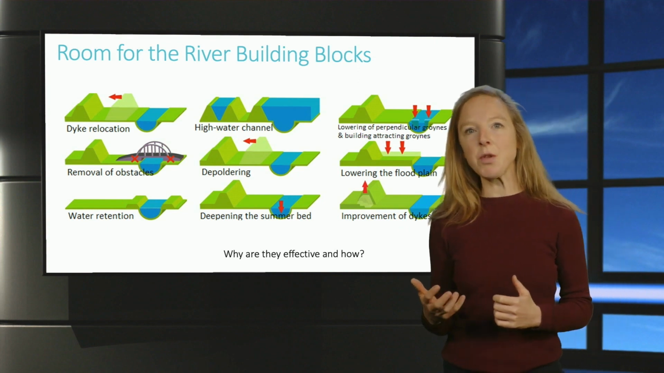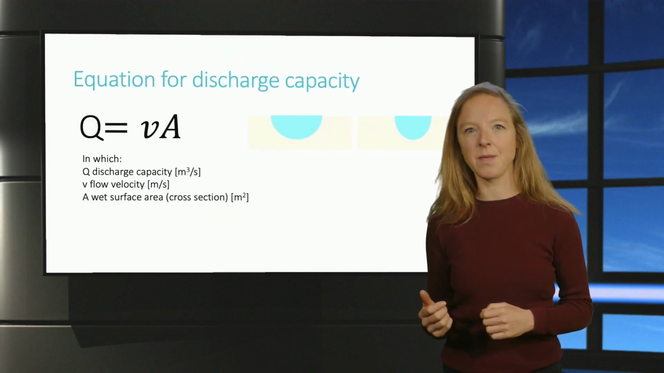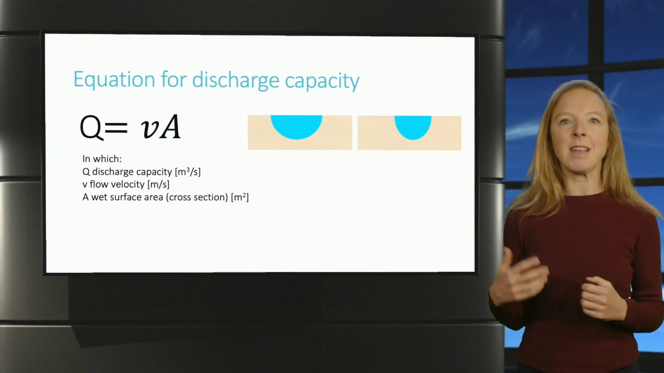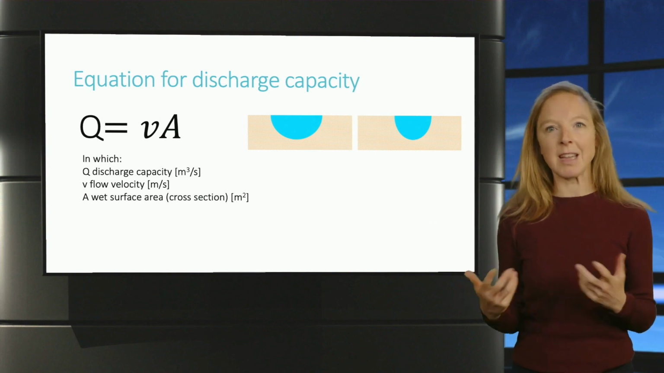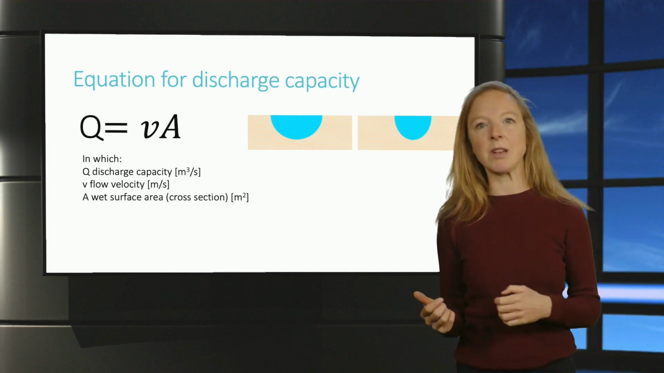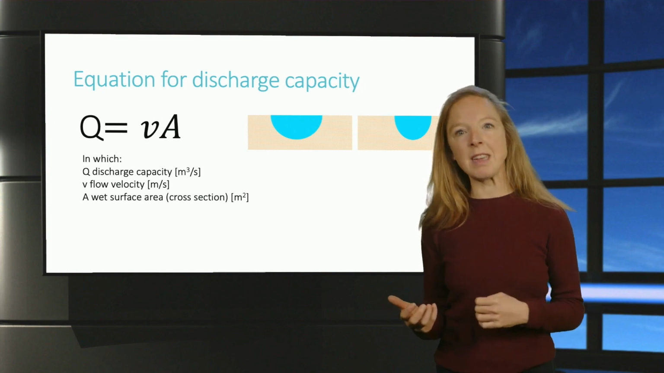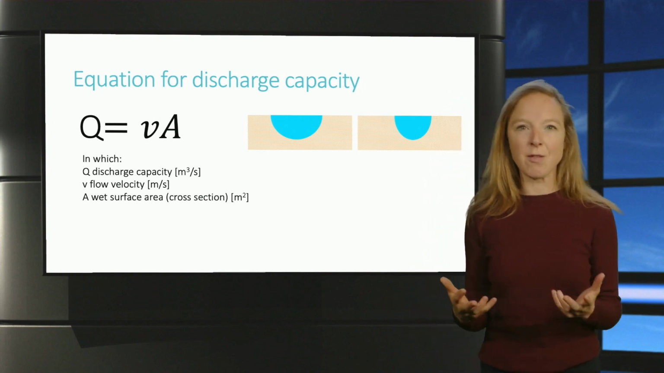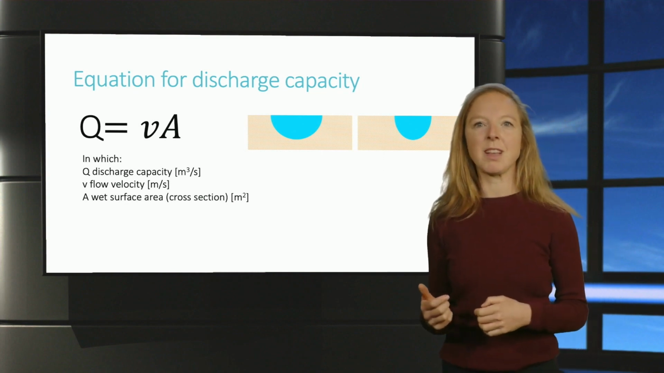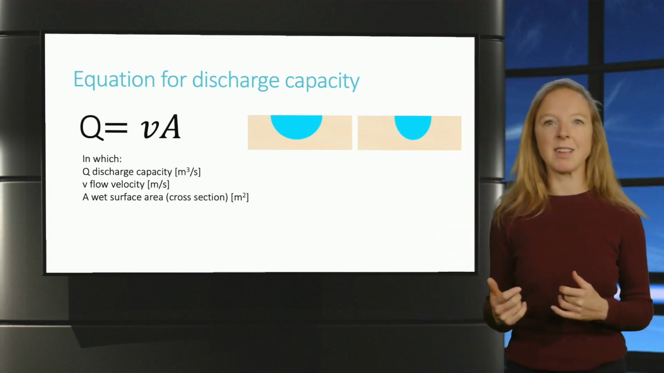Let's look first at a few equations that help understand the effectiveness of these measures. The first equation states that the discharge capacity equals the flow velocity times the wet surface area. So basically, if the cross-section is increased and the flow velocity stays the same, the discharge capacity increases and the water course can transport more water. From this equation, you may get the impression that this is linear, but this is not always the case, as we will discuss later.